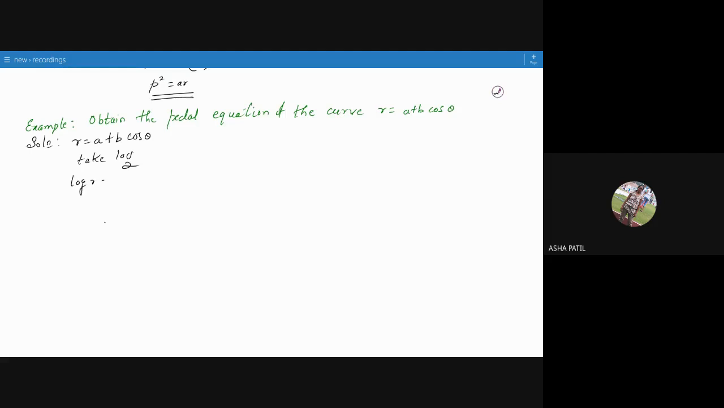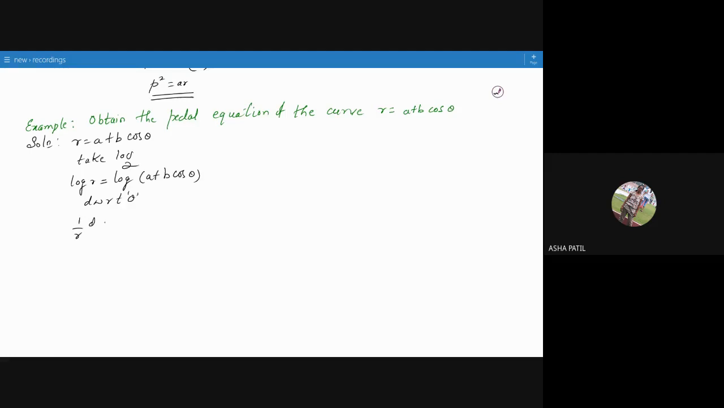log r is equal to log of (a plus b cos theta). Now the right-hand side cannot be simplified because it is not in the form of log AB, it is in the form of log (A plus B). So we can't simplify it now. So what we do is differentiate with respect to theta.